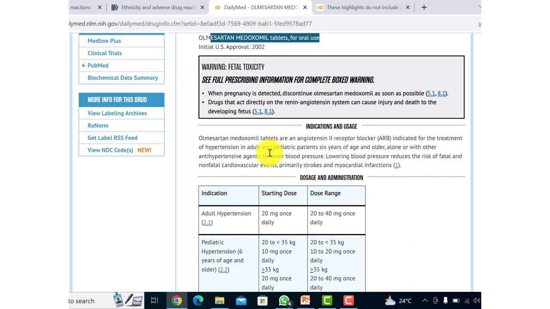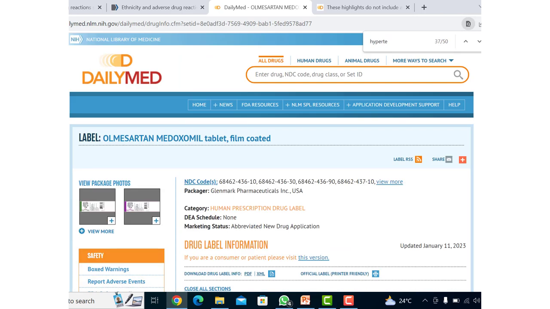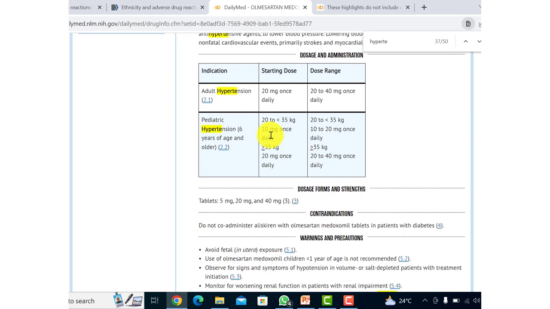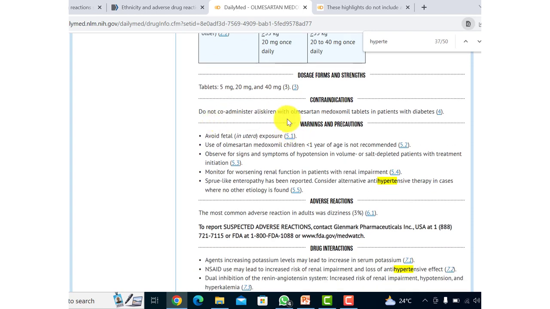What I was telling you, if you search with Control F for hypertension, for example, hypertension is coming multiple times, even in the indication section also. You have to check if the adverse drug reaction is hypertension, that cannot always be listed. These are just examples. Indication is given, then dosage, strengths available, and do not co-administer olmesartan with aliskiren in patients with diabetes. These are contraindications, so avoid in pregnancy. These are warnings and precautions.